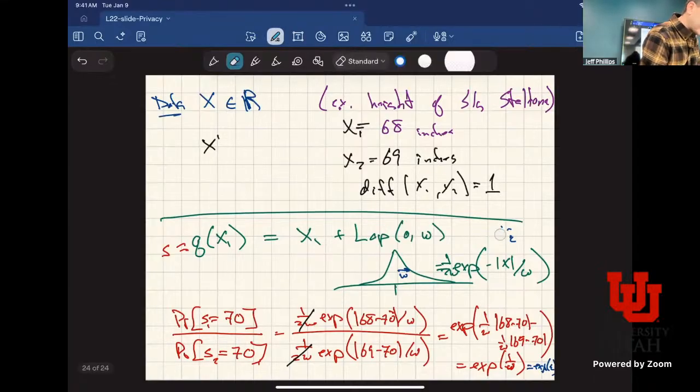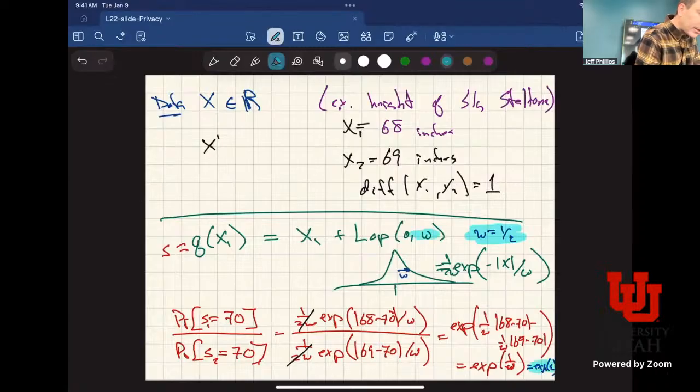Because I set w equals 1 over epsilon, I get that the ratio of these is always exponent of 1 over epsilon, which is roughly 1 plus epsilon, right? So if I add Laplacian noise with the bandwidth of 1 over epsilon, I get epsilon differential privacy on these individual values. The ratio of the probabilities of values I'm trying to observe, which are off by 1, 68 or 69, if I observe something that's 70, then I don't know whether it's 68 or 69.